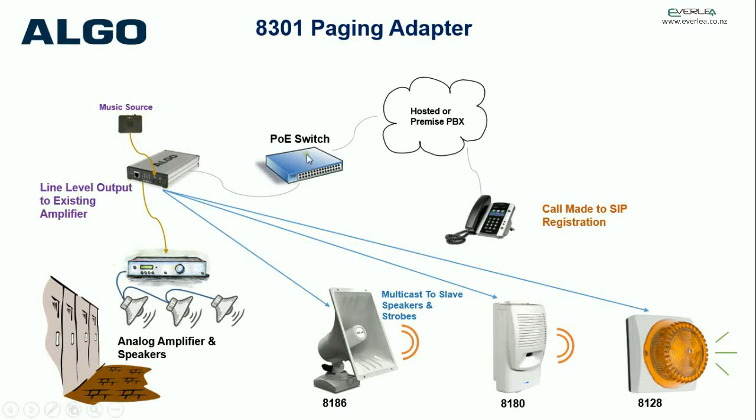The Algo has been driven off the PoE switch, which is then registered and connected through the hosted cloud solution or on-premise PBX, with a phone that can dial into it and into the SIP registrations and control it. We can then, in conjunction with the analog amplifier, or even without an analog amplifier, start connecting 8186 horn speakers, 8180 internal speakers, and even 8128 strobe lights to be used for paging and or emergency announcements, etc.